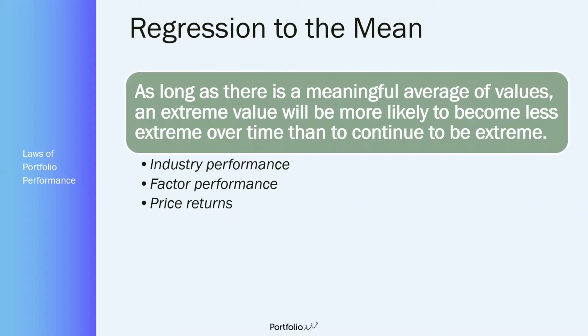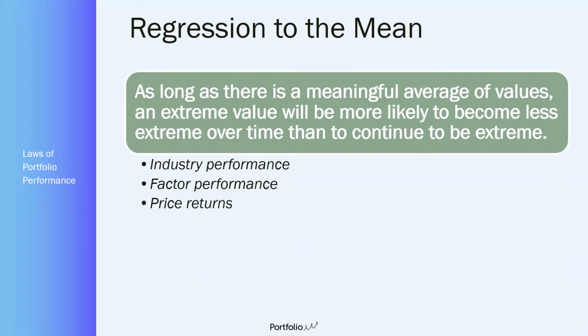Regression to the mean. As long as there is a meaningful average of values, an extreme value will be more likely to become less extreme over time than to continue to be extreme. For example, if a particular industry has outperformed or underperformed other industries, it will be more likely to have average performance in the future than to continue to outperform or underperform. The same is true for factors and for price returns and many other things.